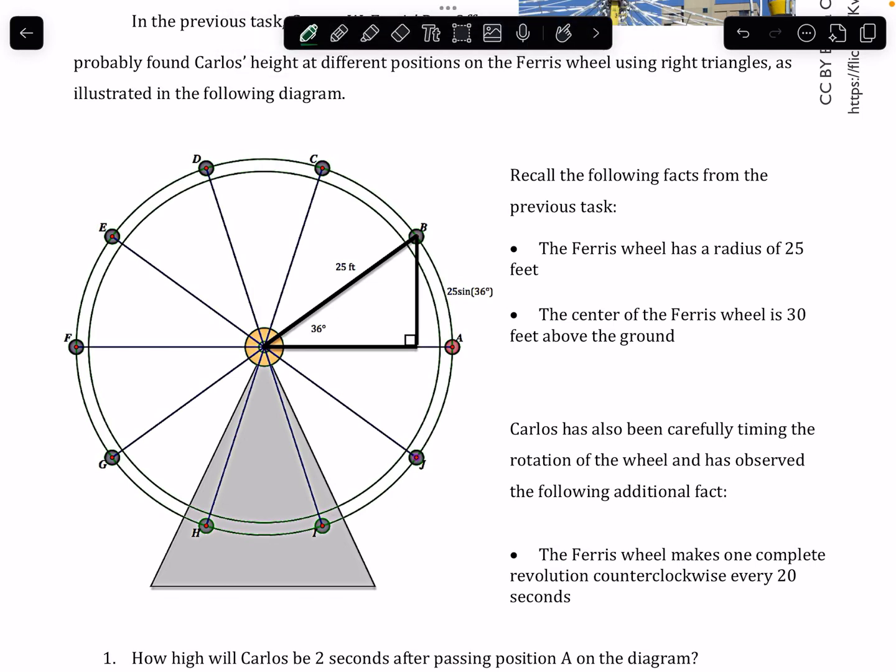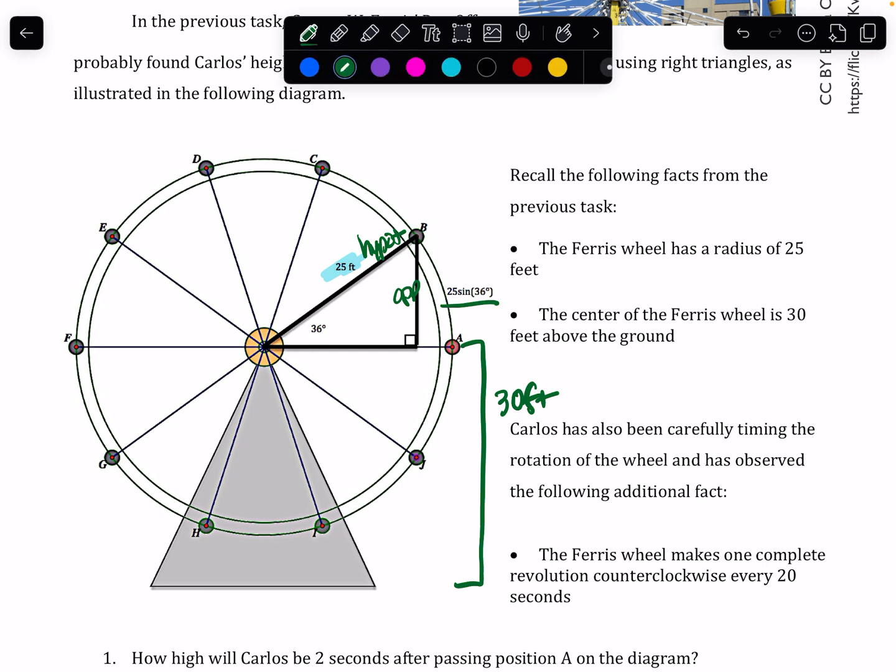We had looked at this Ferris wheel, and we knew that the center was at 30 feet. We knew that the radius was 25 feet, and we found our height by using 25 sine 36. And we used sine because this was the opposite and this was the hypotenuse. And then we added on that there was one revolution in 20 seconds. So we went all the way around in 20 seconds.